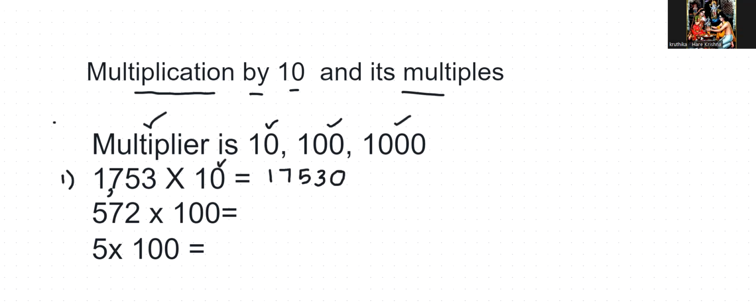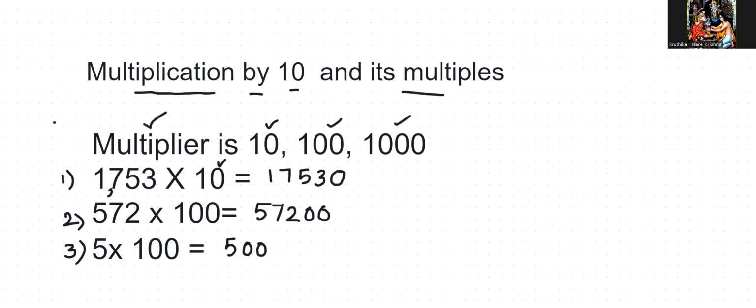ஓகேவா? So when it is 572 multiplied by 100, it is going to be 572 followed by 2 zeros. 2 zero add பண்ணிக்கிறோம். So 5 into 100 அப்படின்னு இருந்ததுன்னா 5 followed by 2 zeros. This is going to be the thing. This is very easy. Okay. Whenever you're going to multiply by 10, it is 1 followed by 1 zero. 10 oda 10 multiply பண்ணா 100. Okay. 1 followed by 2 zeros.